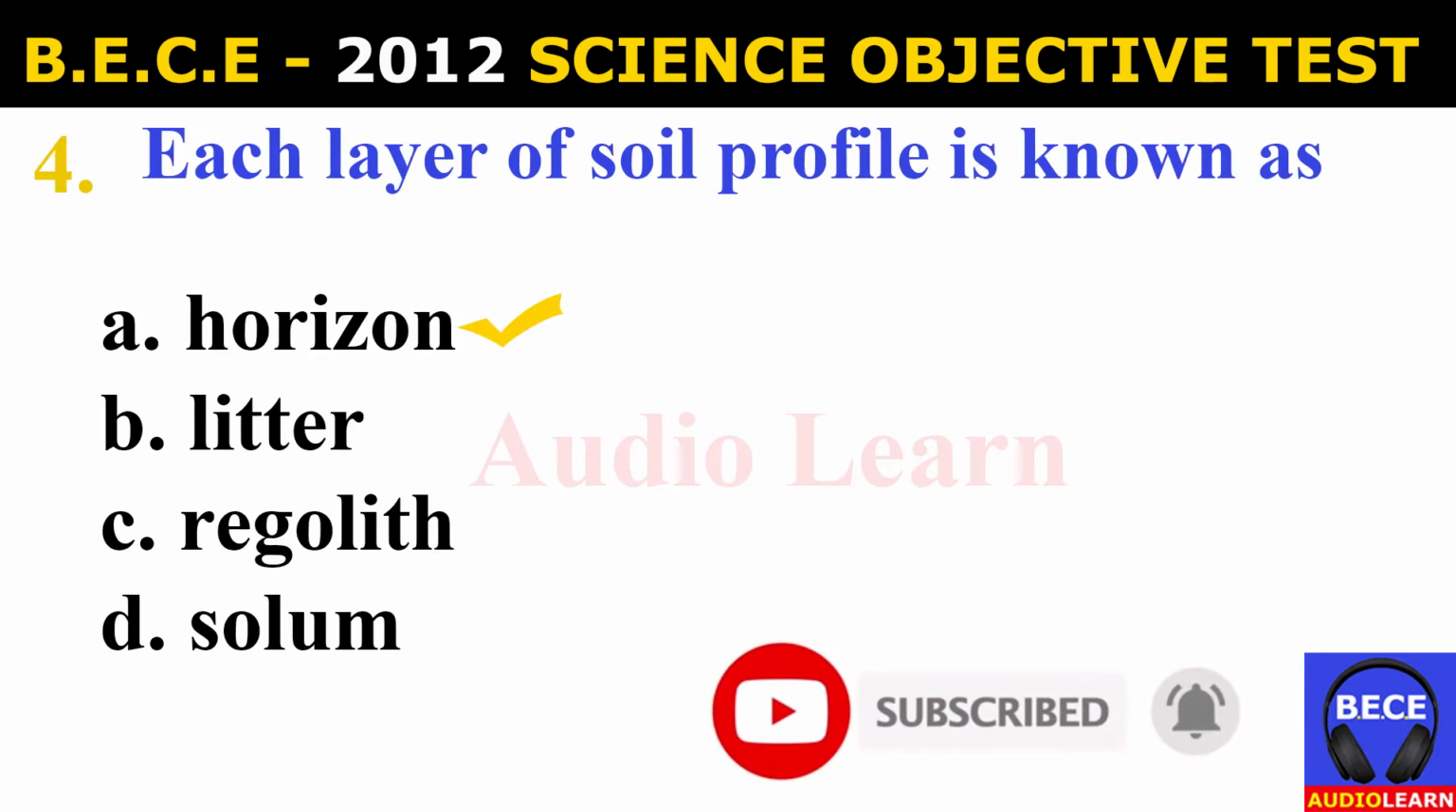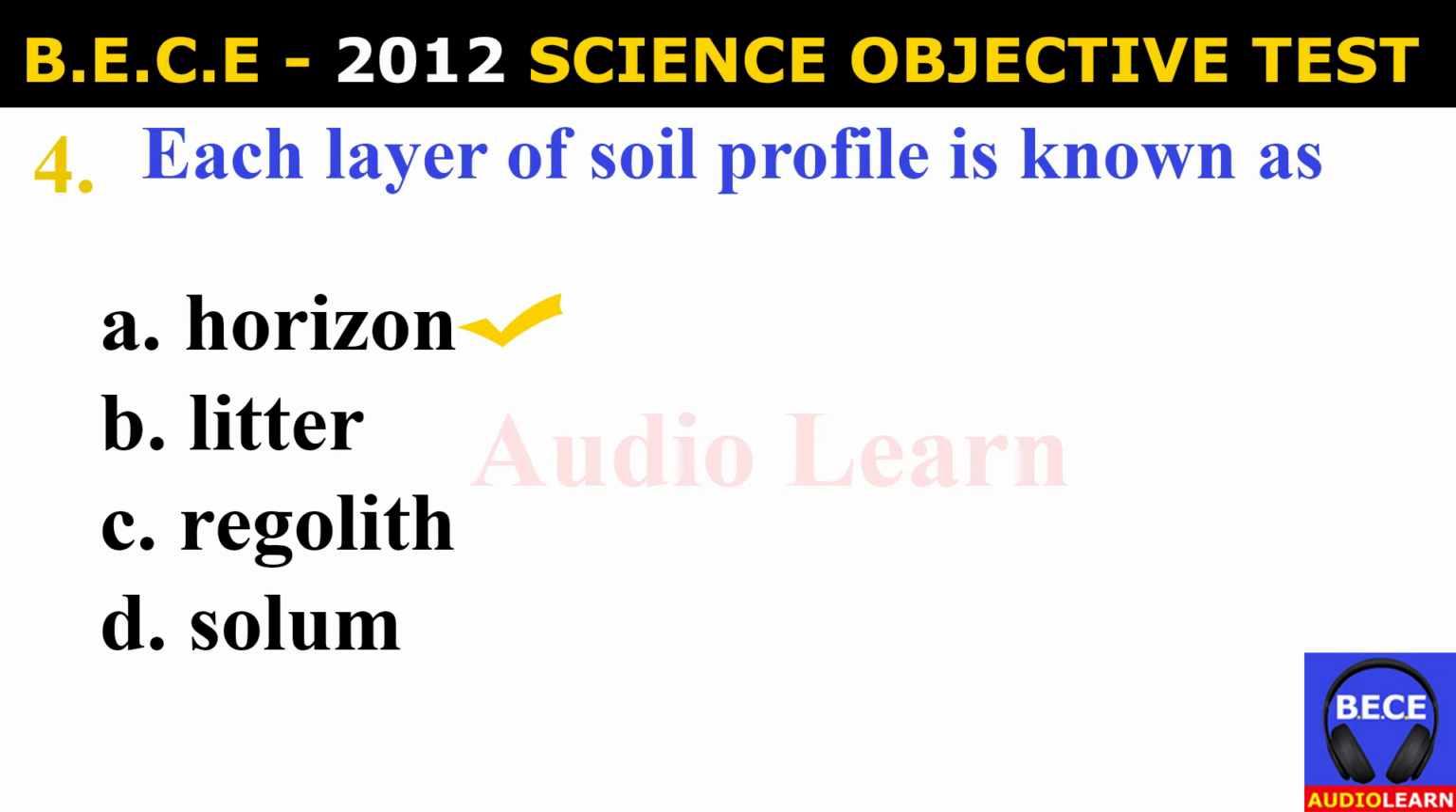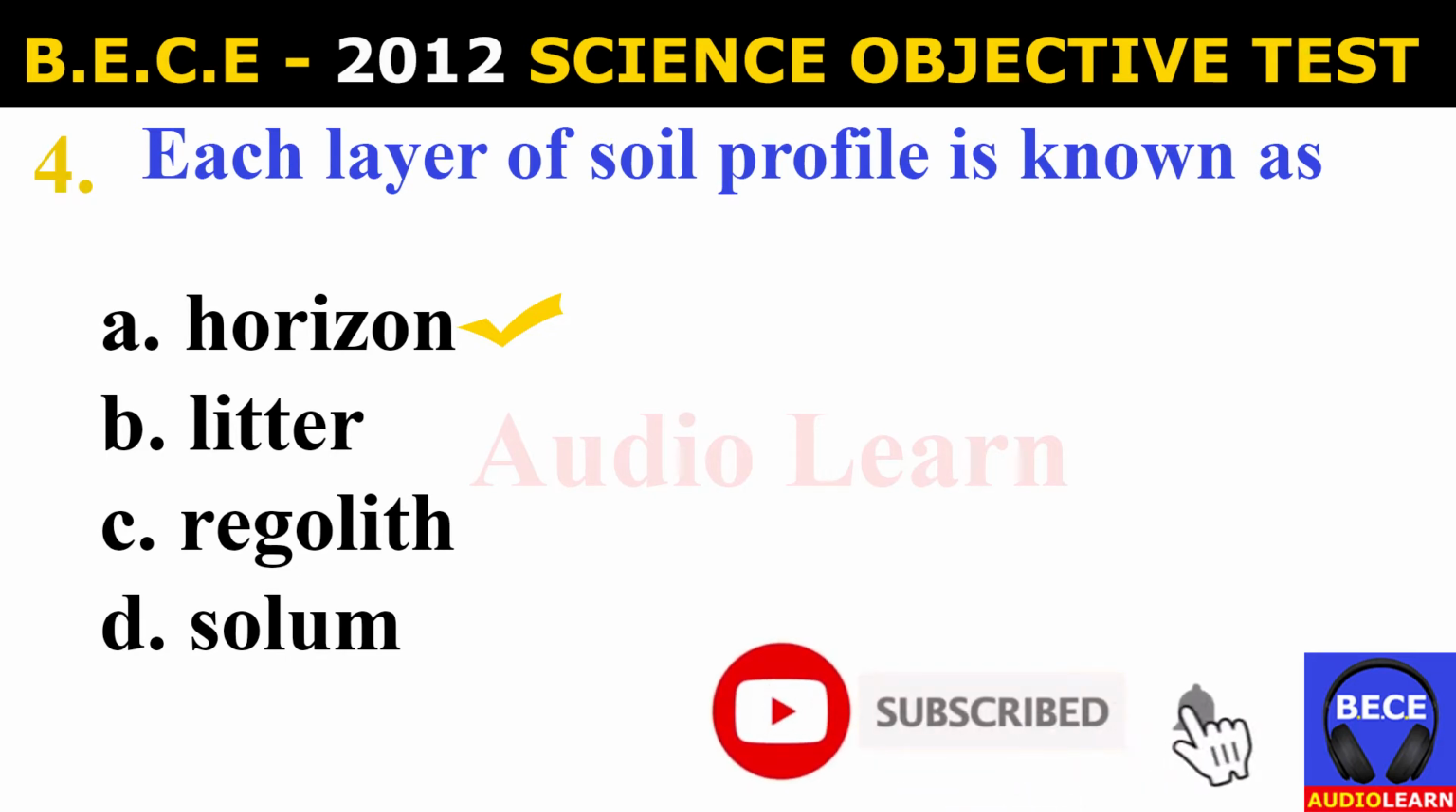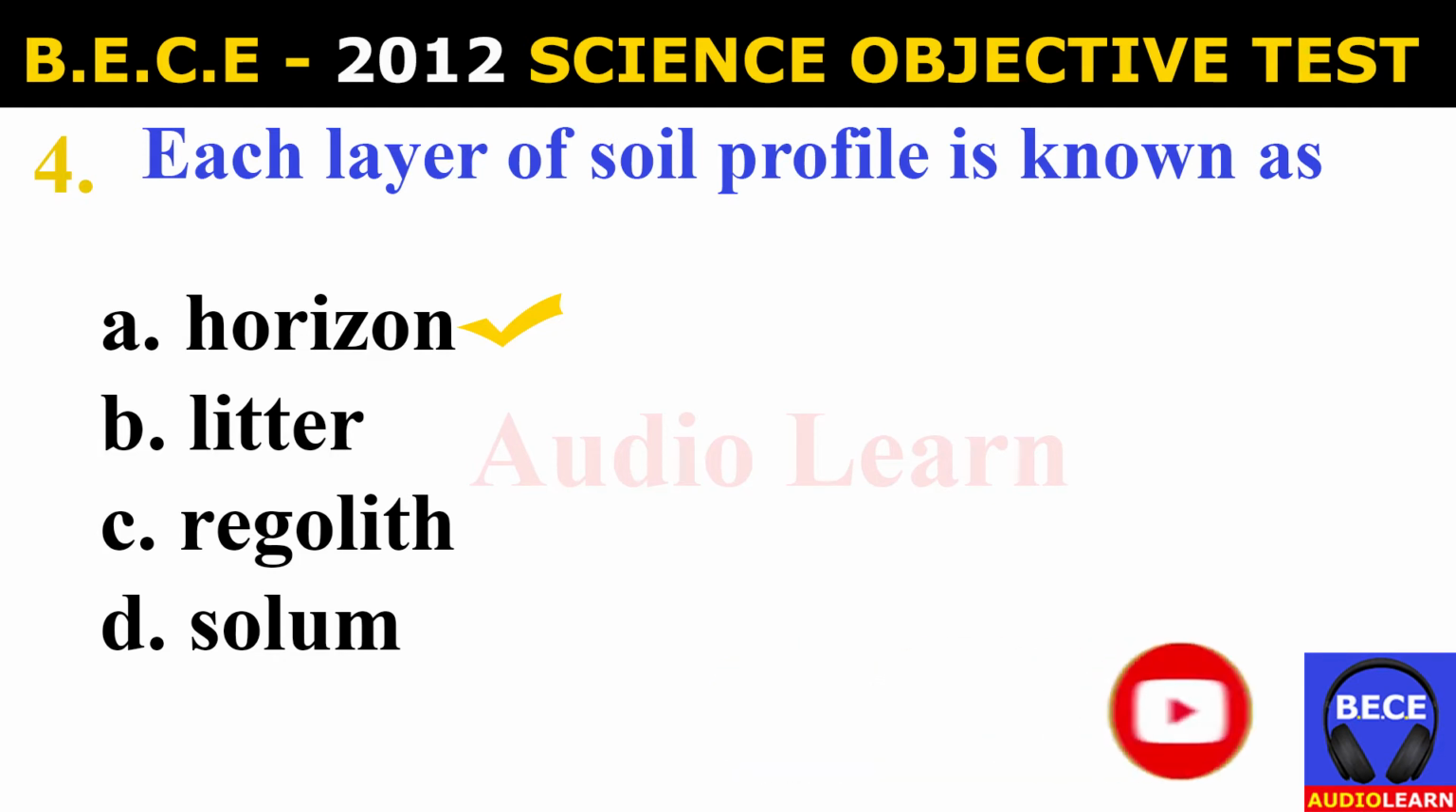Number 4. Each layer of soil profile is known as A, horizon, B, litter, C, regolith, D, solum. And the answer is A, horizon. Each layer of soil profile is known as horizon.